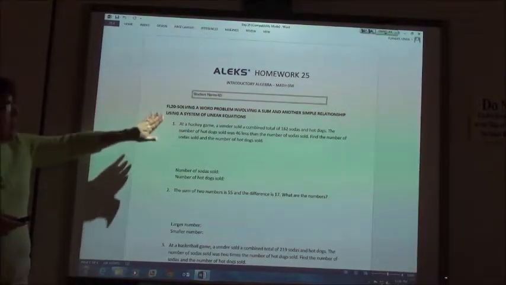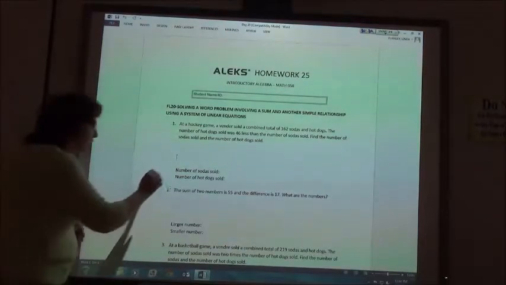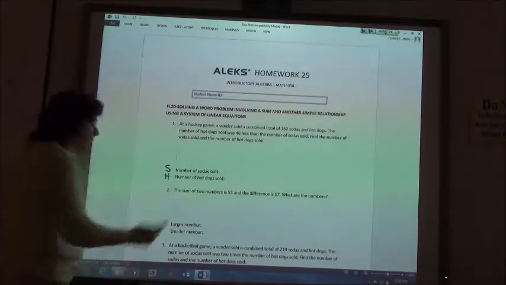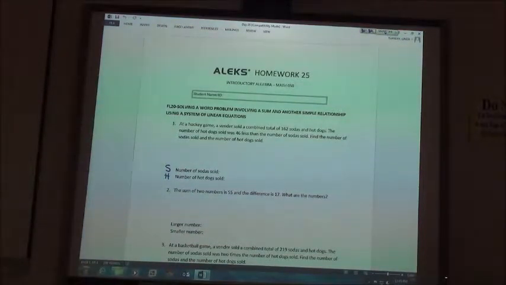So we have two different unknowns. We have the sodas, I'm going to use an S for that, and the hot dogs, I'm going to use an H for that. Since we have two unknowns, we have to have two equations in order to solve our problem. Sometimes we'll solve it by substitution, sometimes we'll solve it by the addition method.